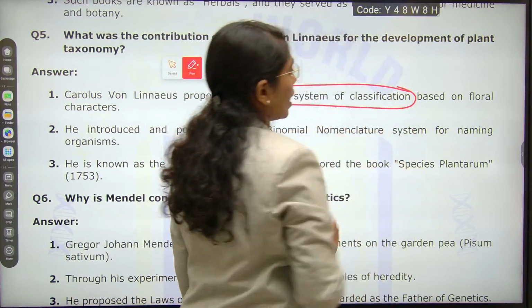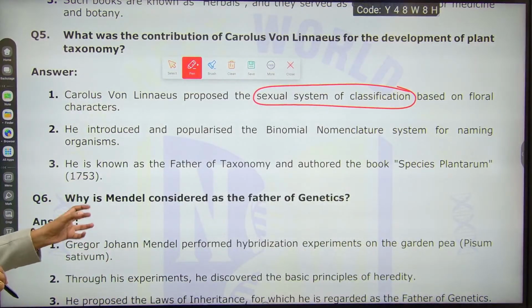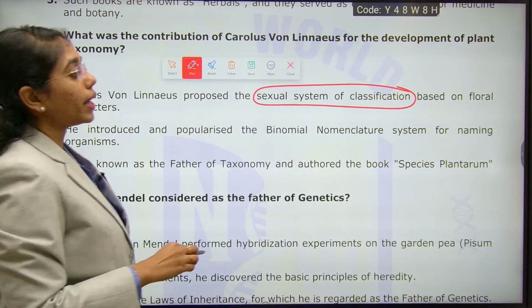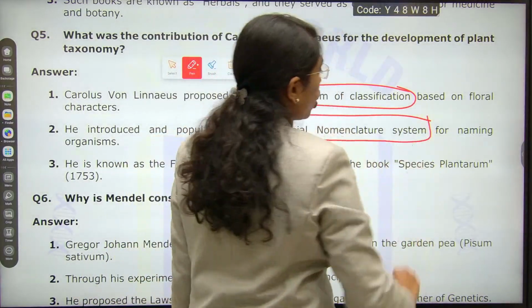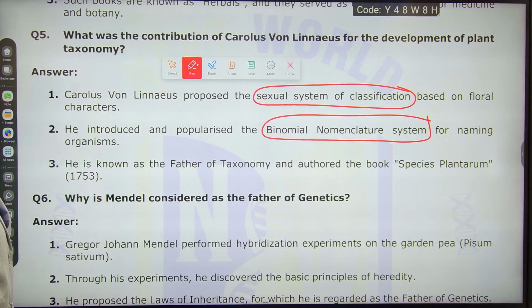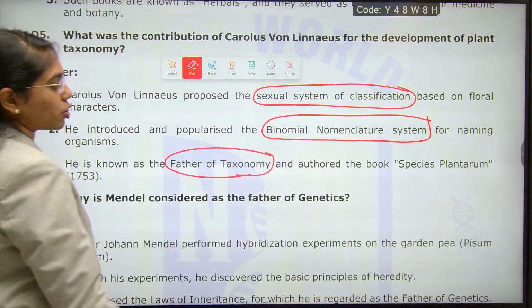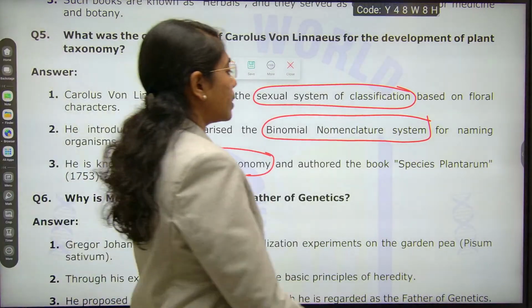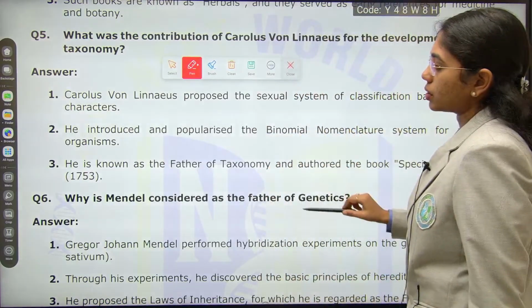Sexual system of classification which is based on floral characters. He also introduced and popularized the binomial nomenclature system for naming the organisms. He is known as father of taxonomy, and he has authored the book Species Plantarum. Fine. Next.